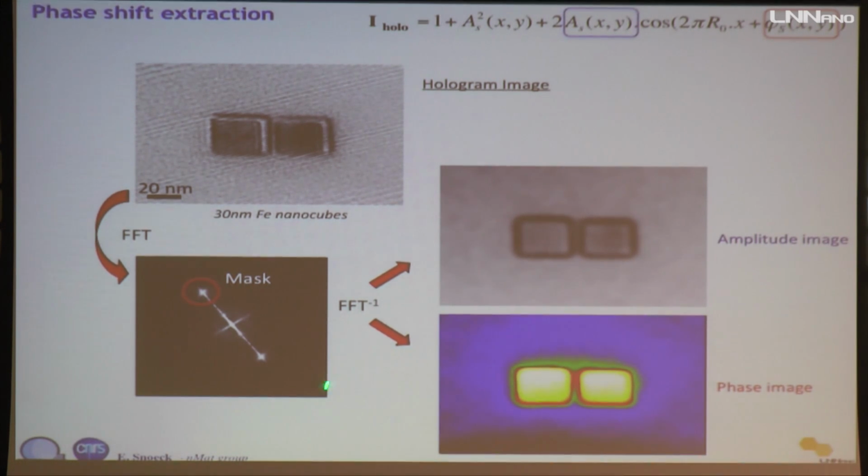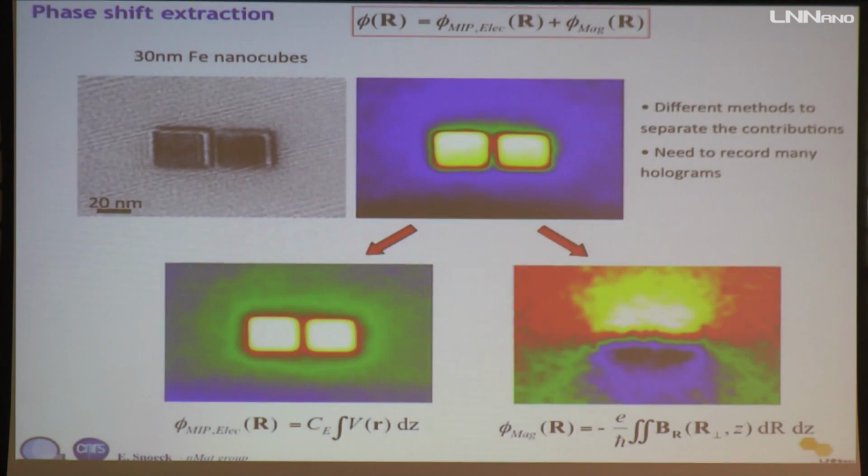So the phase outside of the materials is almost zero. It's not exactly zero, I will tell you why in a little while. And you have some value in the middle. It means that you have this electrostatic contribution. This is iron, so the material, the electron wave is phase shifted after interacting.